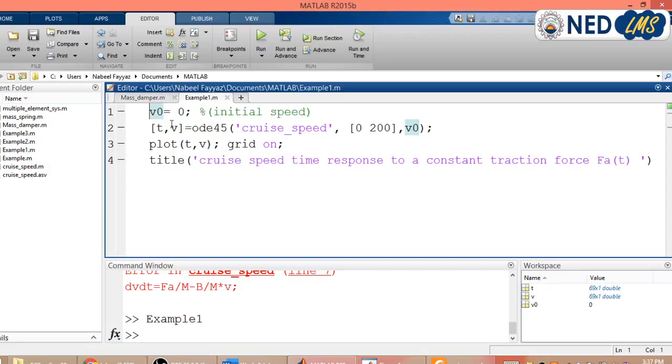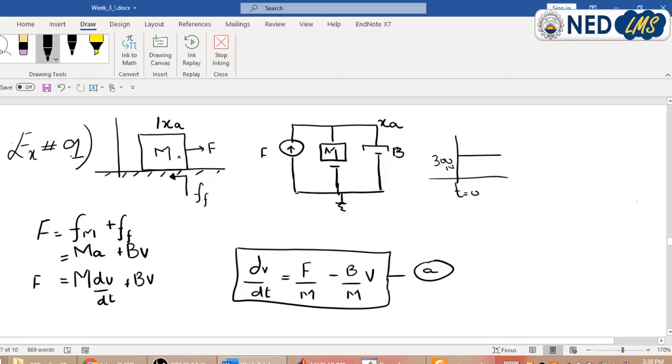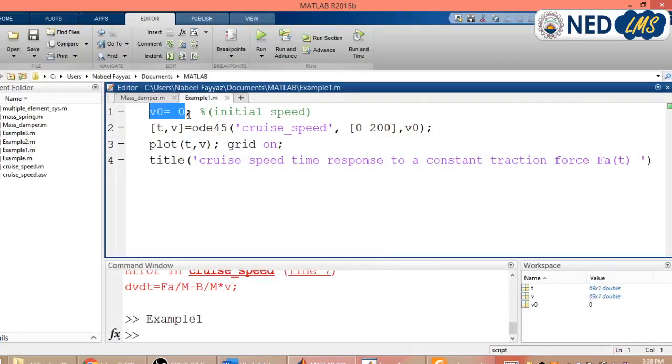Similarly, we have example number 1 here. This is the initial velocity. What does it mean? When you apply a force, the mass will start moving. Before the application of the force, at that time instant when the force is applied, this mass is at rest. No velocity is present in this mass. This is the meaning of initial velocity. You can change this value. If you change it, it means that at the instant when the force is applied, there must be some initial speed, whatever value you put here.